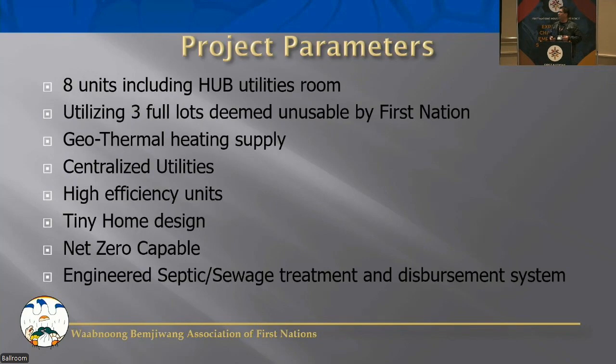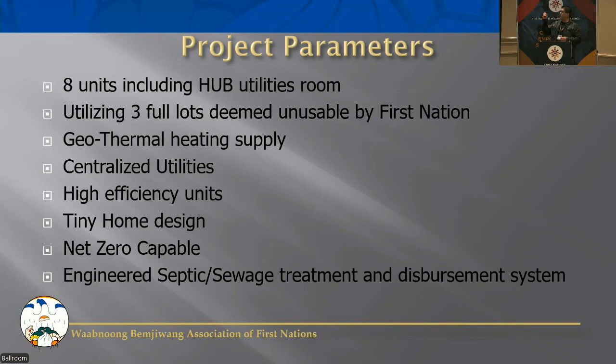So the project parameters: we've got 8 units, including a hub's utility room. That hub's utility room is where all our services come into one centralized location and then spoke out into each individual structure or house. That's just to minimize the space because we're just a tiny home project. So we don't want to have a big mechanical room with all those kinds of things. So we've got one hub and then we supply all our hot water, electricity, and plumbing to those 8 units.